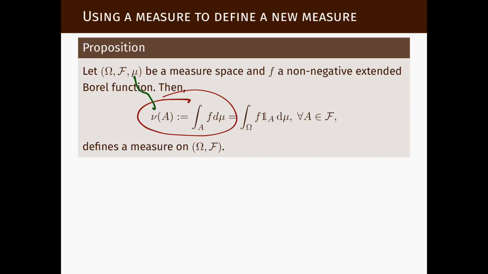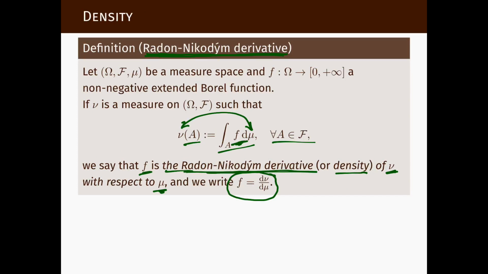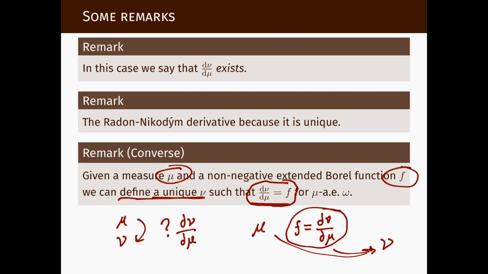a measure from another measure through a density. We saw an example where from the Lebesgue measure on the real line, we define a probability measure. Then we give a name to this function. It's called Radon-Nikodym derivative, and discuss the two different situations where this can happen. We can either define a new measure using a function, or we can have two measures and wonder whether they are related by a function.